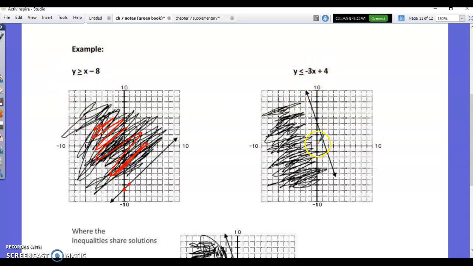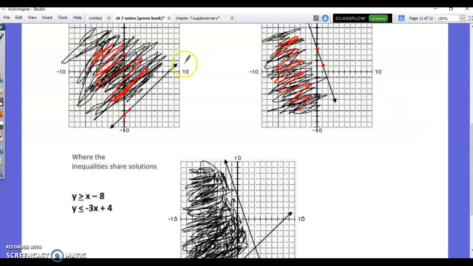Over here, you start at 4, 1, 2, 3, 4. There's that dot. You go down 3, 1, 2, 3 over 1. That's how we graph that line, right? Starting point 4, slope -3 over 1. And we see that it's y is less than, so we're shading below. So essentially, all we're doing today is taking these two and merging them together.